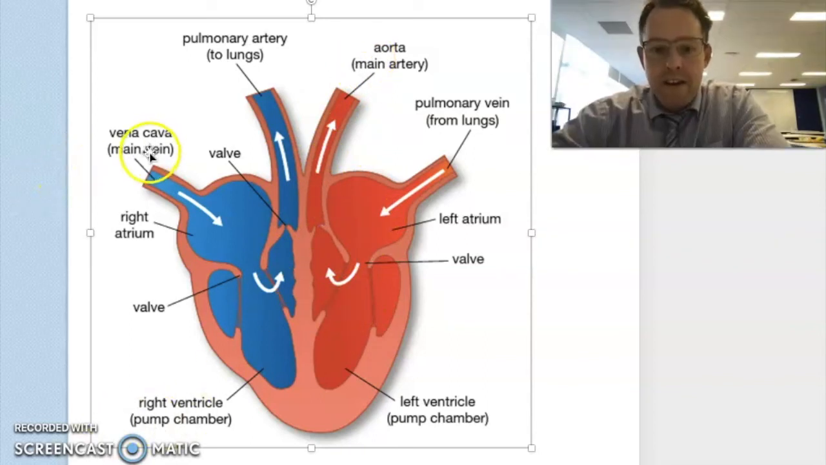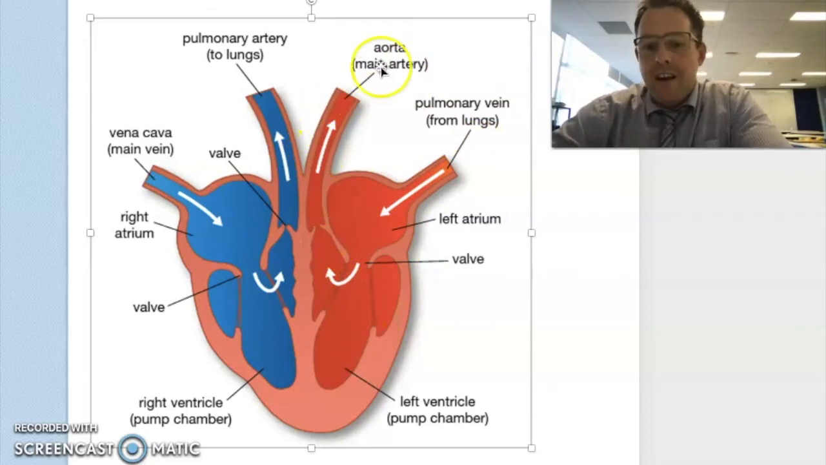The blood that travels through this right side of your heart has been deoxygenated, so it's been out to the body. The oxygen's gone to the cells, it's picked up carbon dioxide and other waste. The blood that's in the left side of the heart has come back from the lungs, so the carbon dioxide's been removed, it's been oxygenated, it's going to carry that oxygen and nutrients out to your cells.